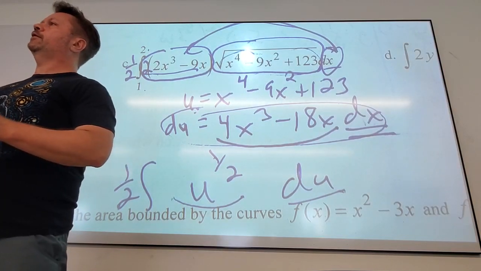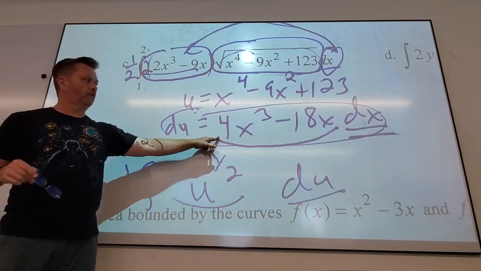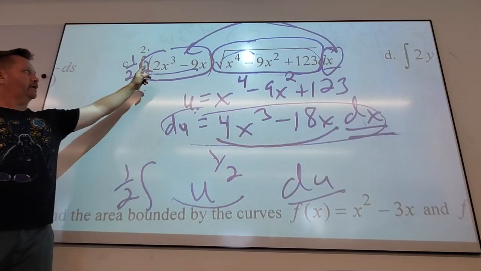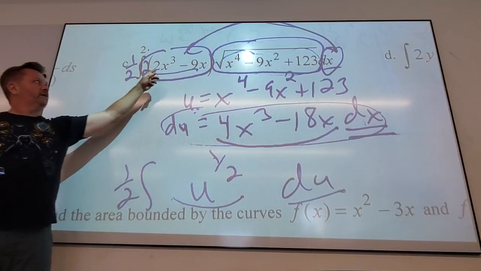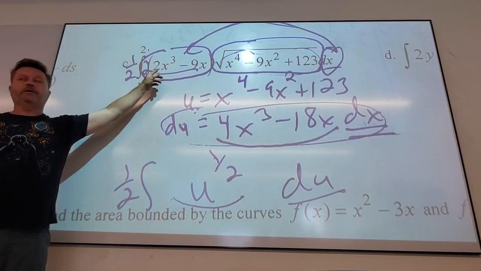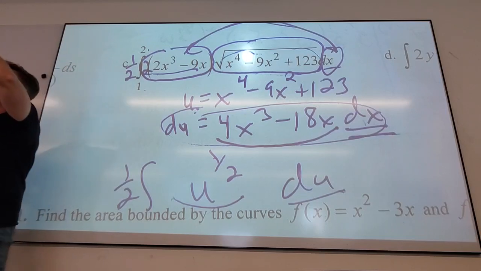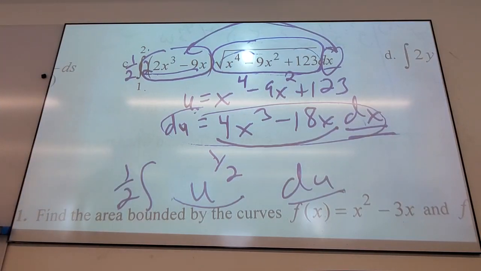Why wasn't it there in the first place? Because it just wasn't there. What did we need for du? 4 and 18. I had 2 and 9. So if I double them, I can get du. But the only legal way to put a 2 here is if I multiply by half at the same time. So if I could magically double your age, and then somebody else magically cut your age in half, you stay the same. Right? Okay.